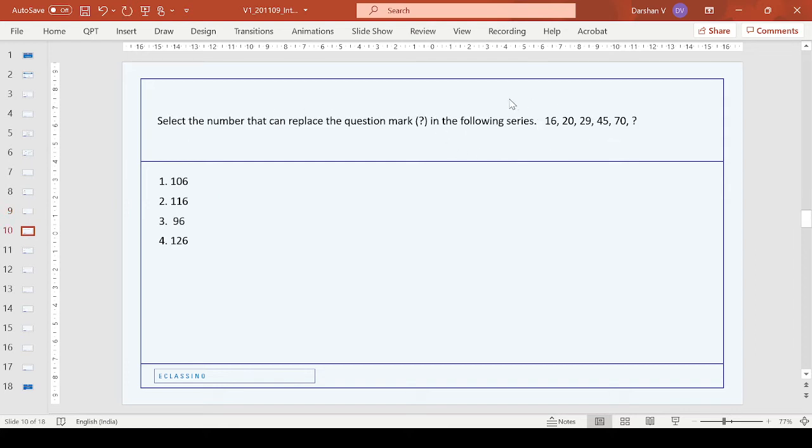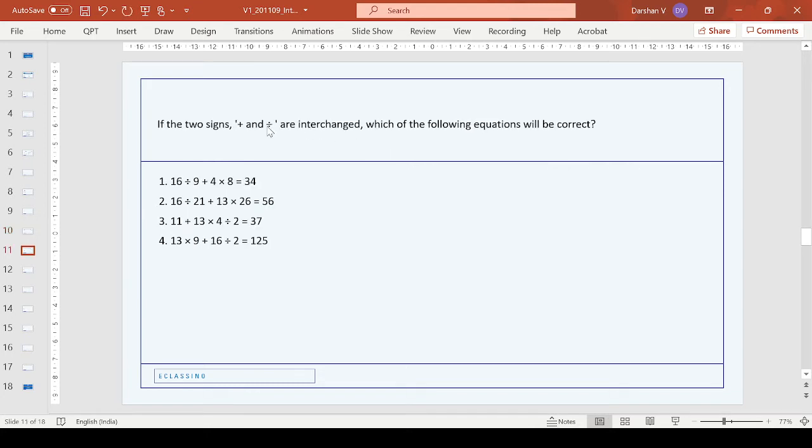So again, first part is not that relevant as such. We just need to find the next number corresponding to this. 16 is 4 square, but none of the others are squares. So what I'll do is I'll just find the difference between these numbers. 20 and 16 is 4, 20 and 29 is 9, 29 and 45 is 16. So we can see the square pattern coming up. 2 square, 3 square, 4 square, 45 and 70, this is 25, 5 square. So the next one should be 6 square, right, which is 36. 70 plus 36, 106 is our answer.